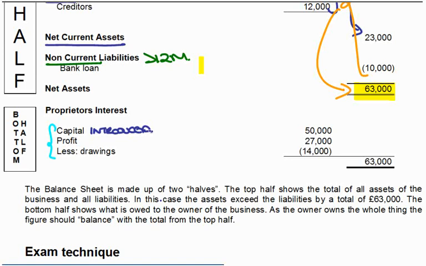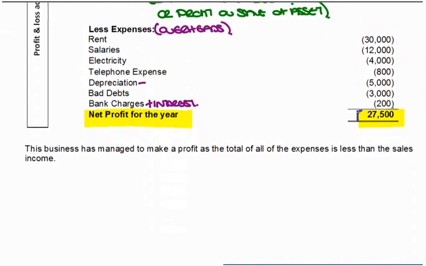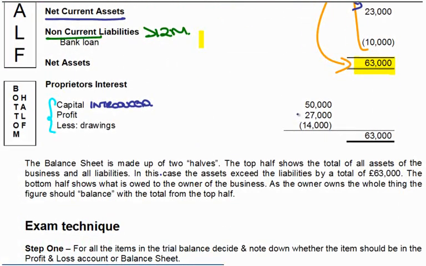So if you think about it, when we went back to our profit and loss account here, you notice we made a net profit of 27,500. That profit is then owed back to the owner. So you've got 27,000 coming in there. Obviously they must have made a loss at some point of 500 for that to actually come through at 27,000. Less our drawings for the period of 14,000. So we've got our £14,000 worth of drawings to deduct off.